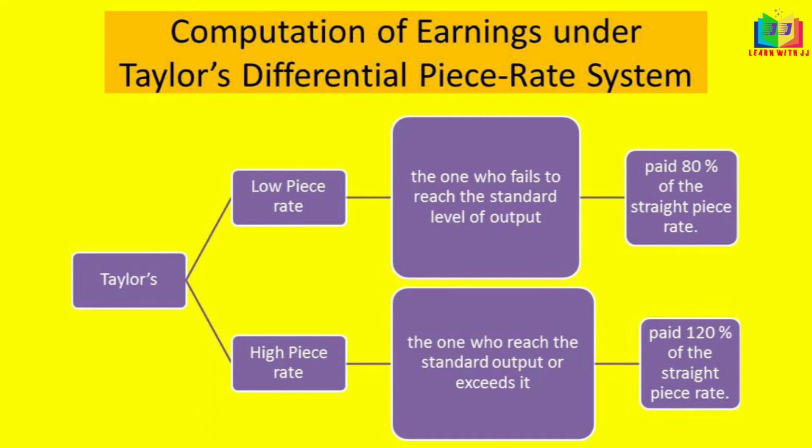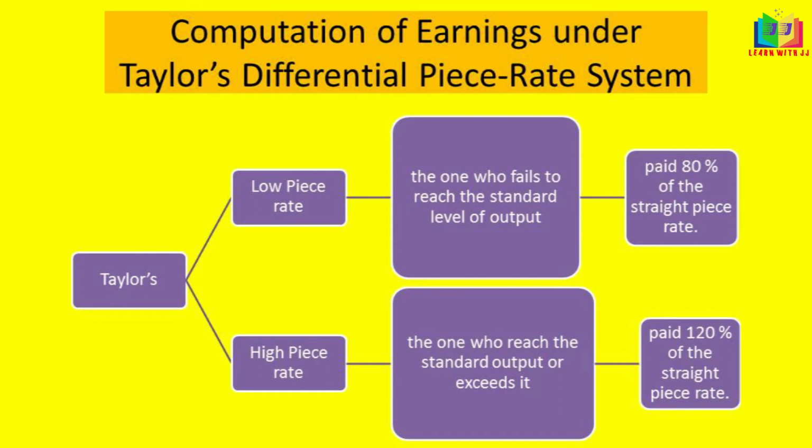If nothing is mentioned in the problem, we have to consider 80% for low performance and 120% for high performance. If some other percentage is given, we have to take that. If the problem is silent about the percentage of differential piece rate, we have to consider only 80% for low performance workers and 120% for high performance workers. While doing the problem you will come to know all these things.